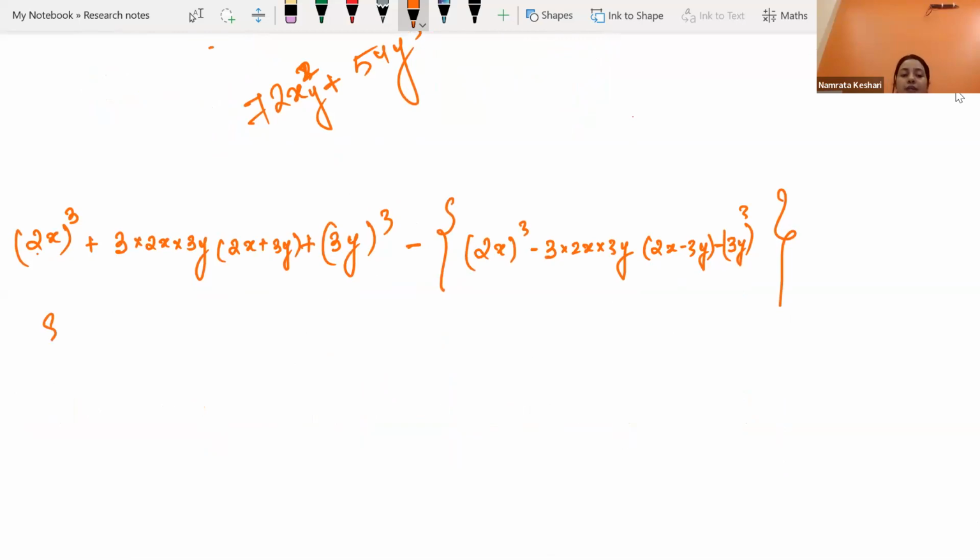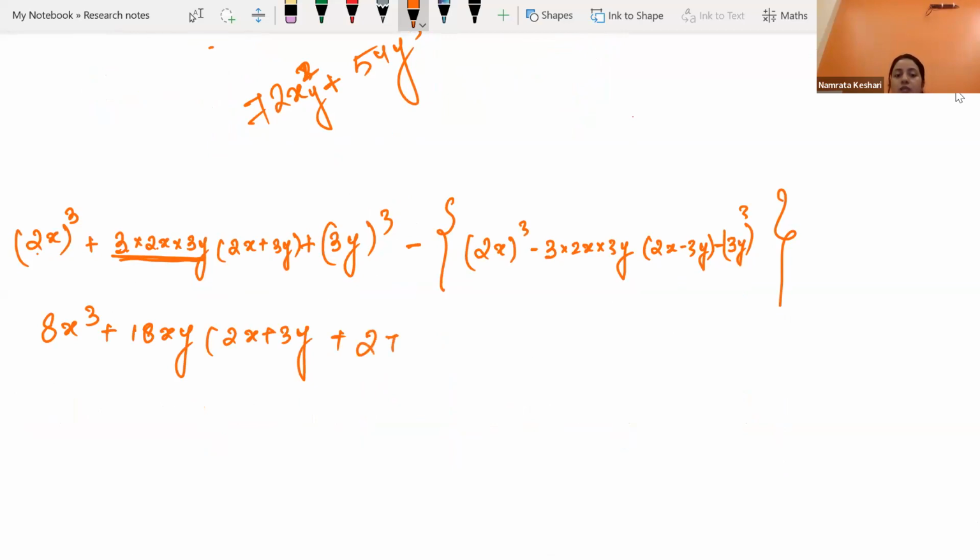2x whole cube will be 8x cube. Okay, then bottom up says do the multiplication. So 3 into 2 into 3, 6, 3 times 18xy. That we need to multiply with the bracket, that is 2x plus 3y. We will be doing the multiplication. Then 3y cube will be 3, 3 times 9, 3 times 27.